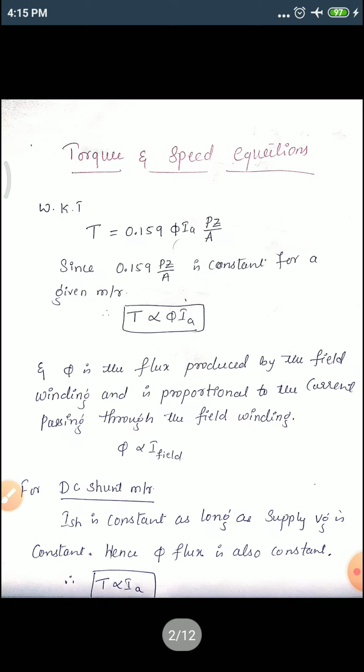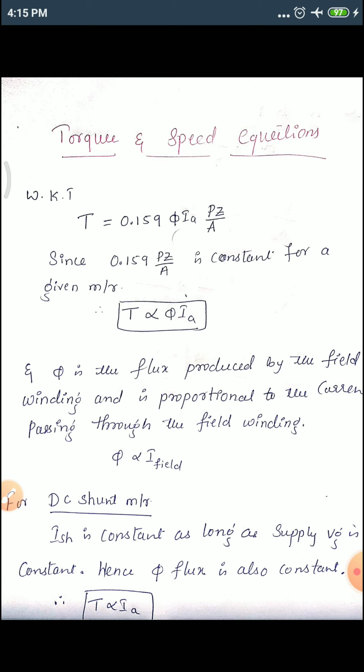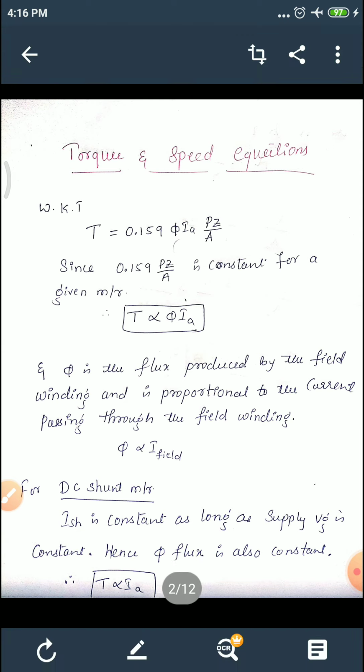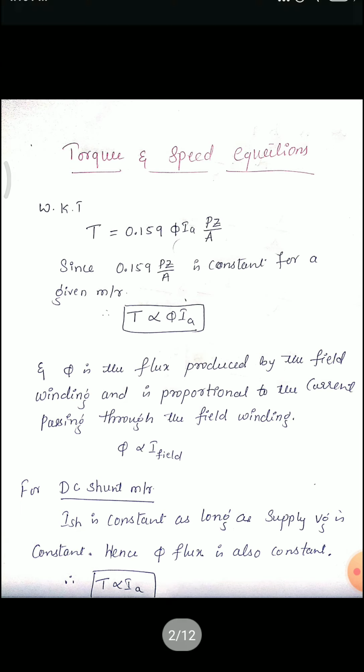Before going to study the various characteristics of the motor, let us revise once. What are the torque and speed equations? Remember one thing: we are going to discuss the characteristics of DC motors only for the DC shunt motor and the DC series motor. Let's see the formulas for each.